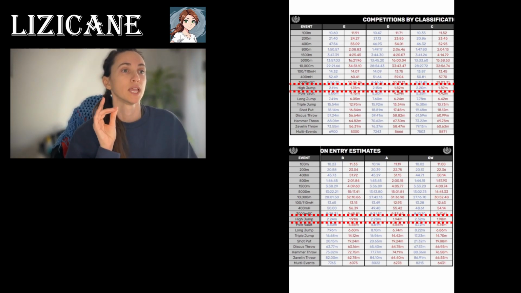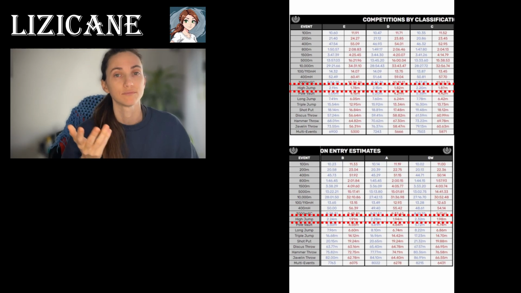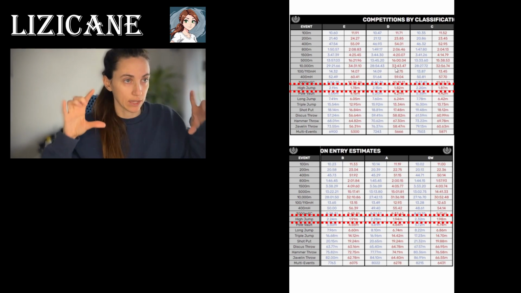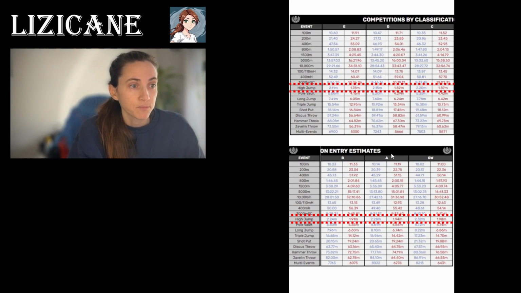But back to this. So each classification has a different height that they think, or distance, whatever. I kind of cut it just because it was so far left and right for my screen. So we've got competitions by classification, entry estimates. On here they're saying, okay, for an E meet, you should be jumping a 1.78 to be considered for entry on an E meet. And for D, you should be doing 182. For a C meet, 187. For a B meet, we've got 191, an A meet, 194, and then a GW, we have a 198.